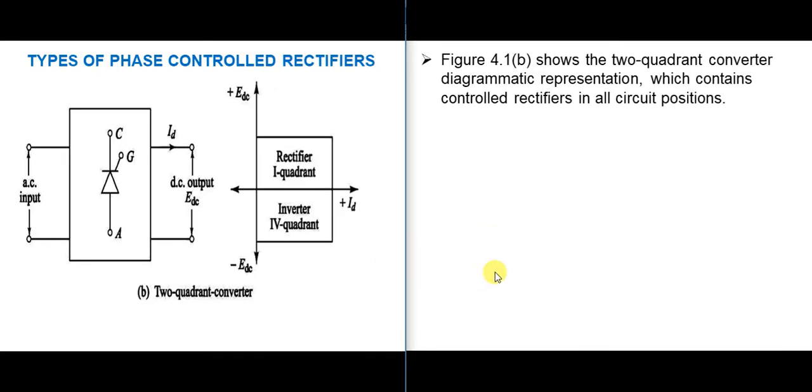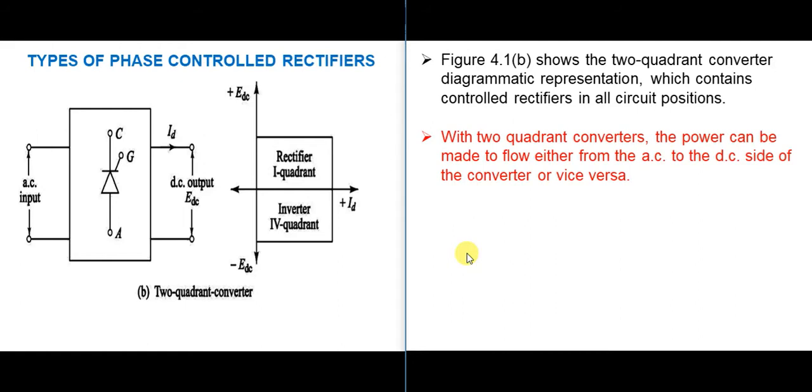In a two quadrant converter, as shown in figure B, it contains controlled rectifiers in all circuit positions. So we can have the rectifier mode as well as the inverter mode. In the rectifier mode, we will get only positive voltage or current, and in the inverter mode, we will get the negative voltages. With the two quadrants, the power can be made to flow either from the AC to the DC side of the converter or vice versa.